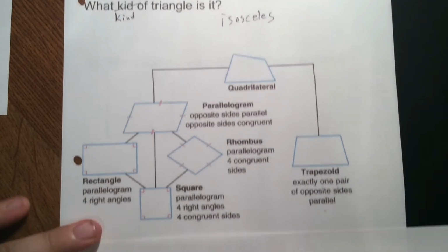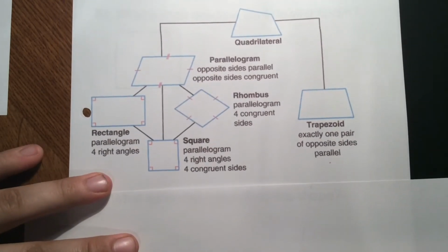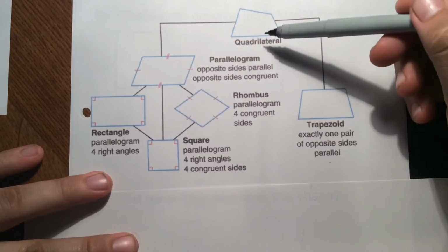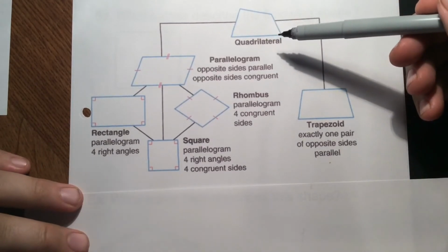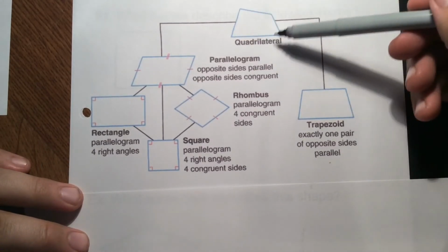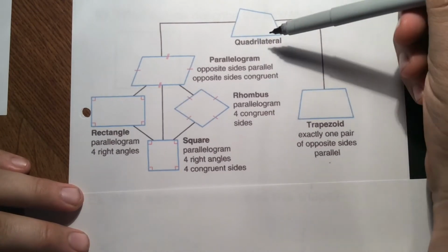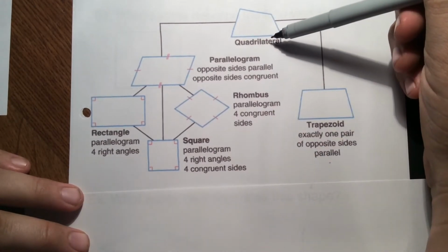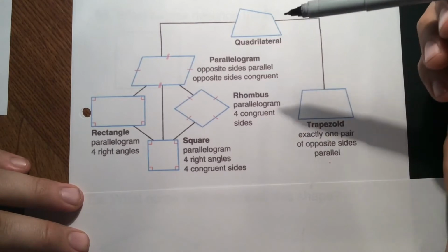So what we're getting into is quadrilaterals. So any four-sided figure is a quadrilateral. So as long as it has four sides, it is a quadrilateral. We will always identify it as such. Now, it breaks off into certain things.